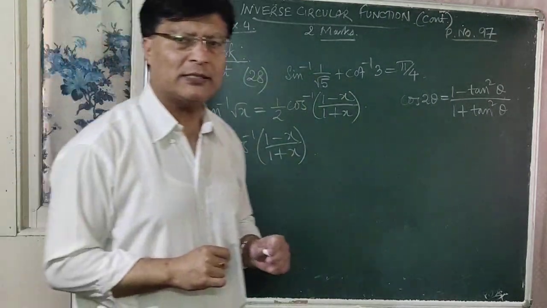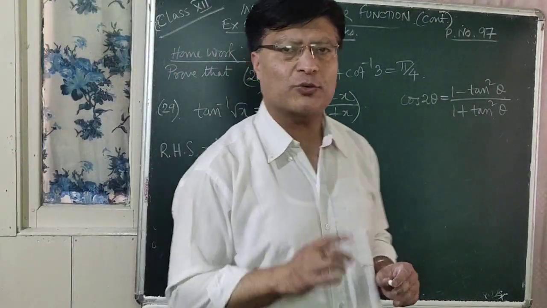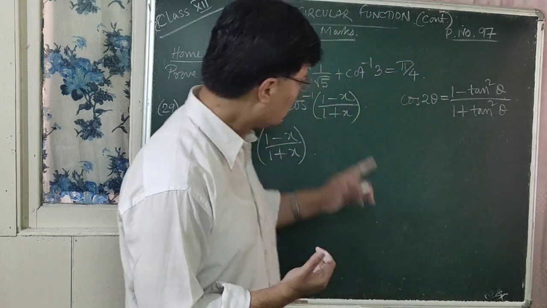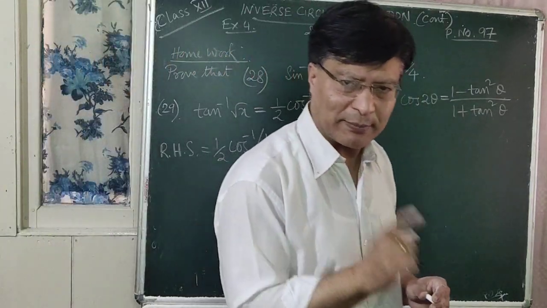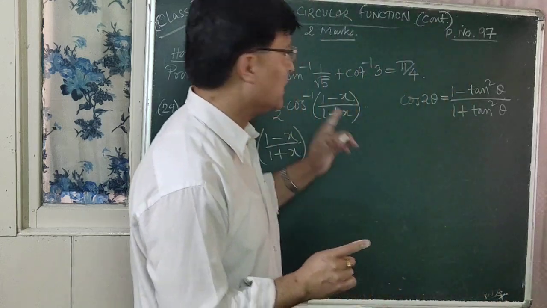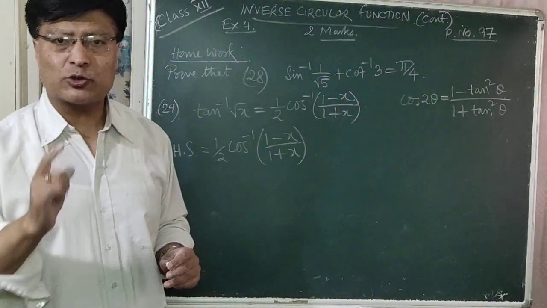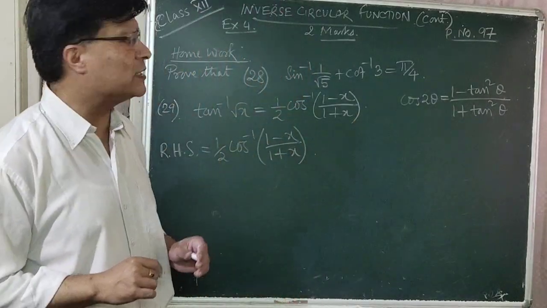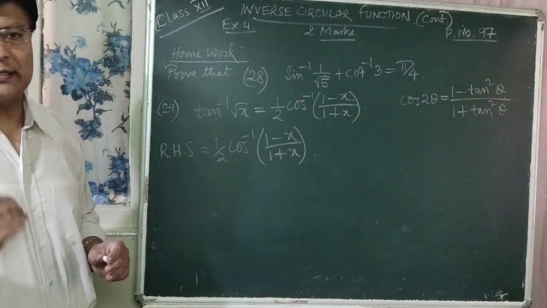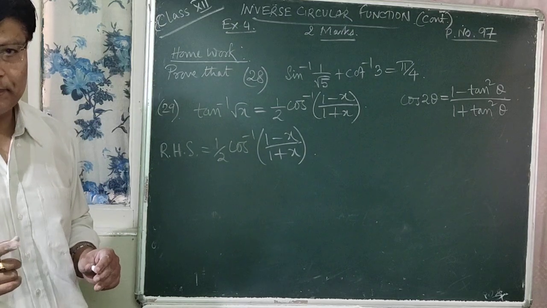Number 1 formula is cos 2 theta is equal to cos square theta minus sin square theta. Second formula is cos 2 theta is equal to 2 cos square theta minus 1. Third formula is cos 2 theta is equal to 1 minus 2 sin square theta. And this is the fourth formula, that is cos 2 theta is equal to (1 minus tan square theta) upon (1 plus tan square theta).